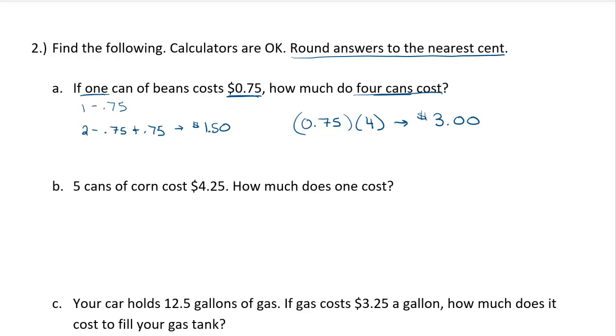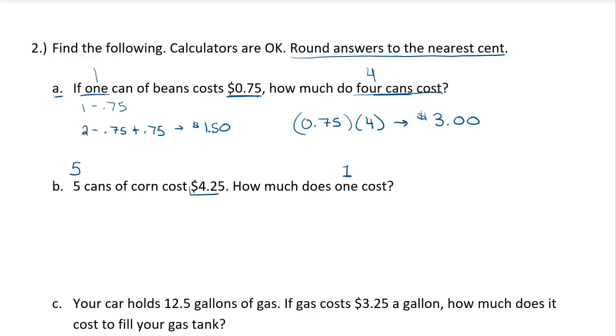5 cans of corn cost $4.25. How much does 1 cost? I want you to notice the first time in A, we started with 1 can and went up to 4. Well, here we're starting with 5 and we're going down to 1. Anytime you start small and go big for these problem types, you have to use multiplication, which does make numbers bigger. If you're going from big to small, you have to use division.